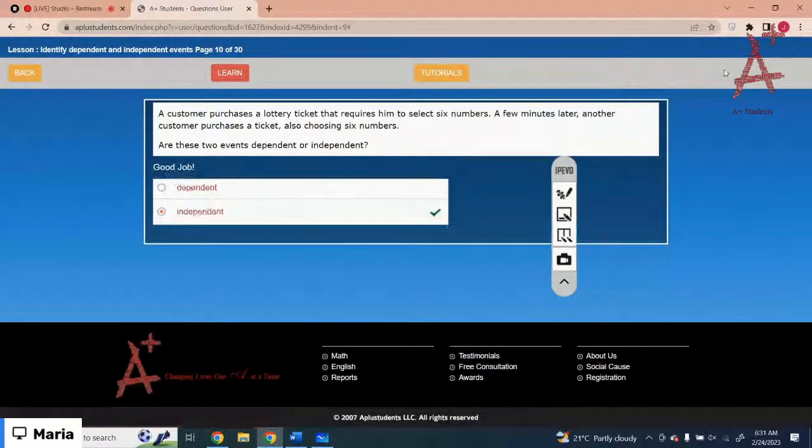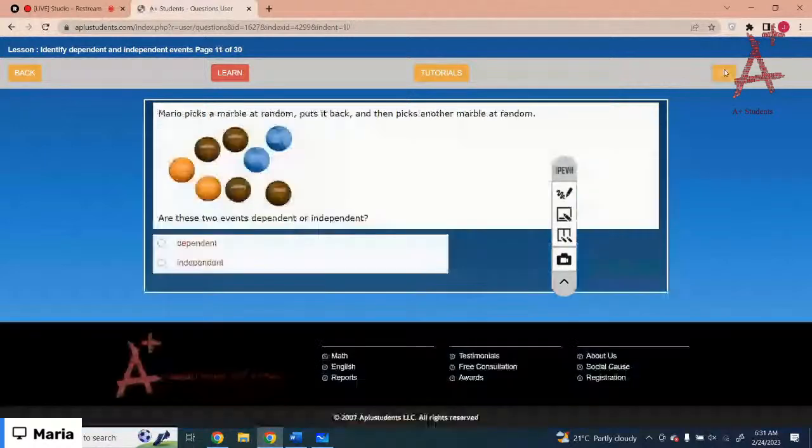Okay, you can complete the test by yourself later today. Let me just move on to the next lesson, probability of dependent and independent events.